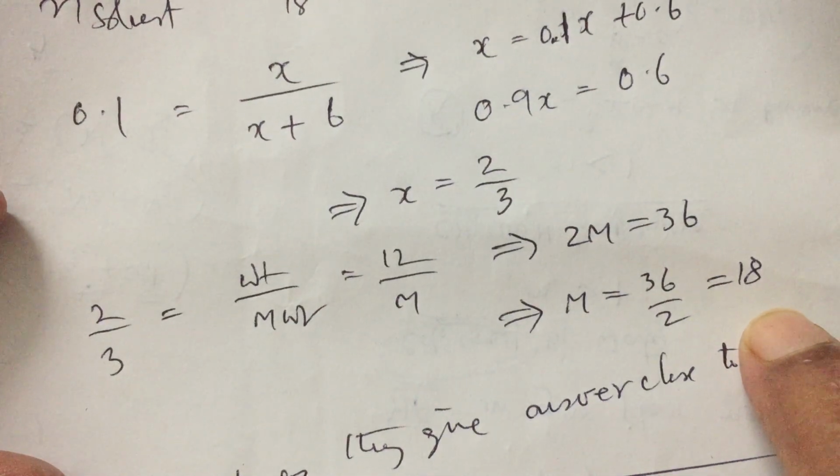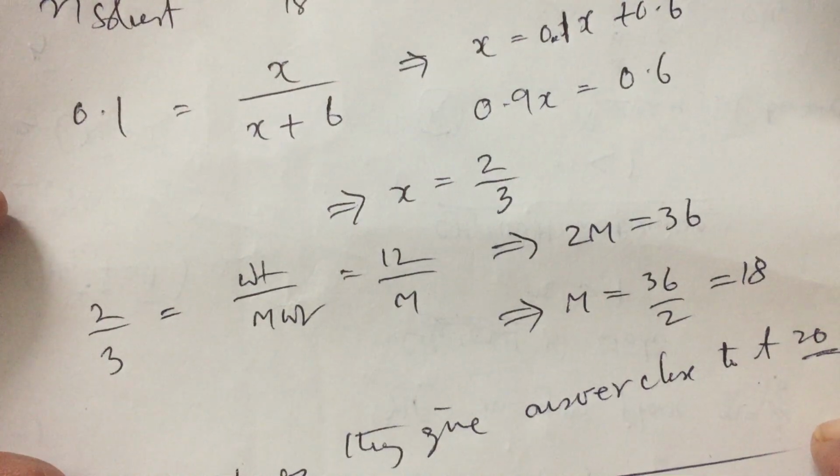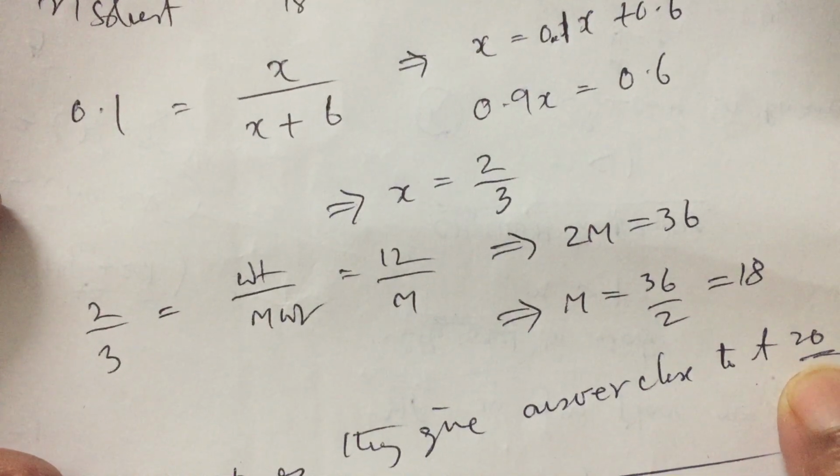Now I will look at the options. Which option is very close to 18? If options are like 20, 40, 80, 100, I choose 20.